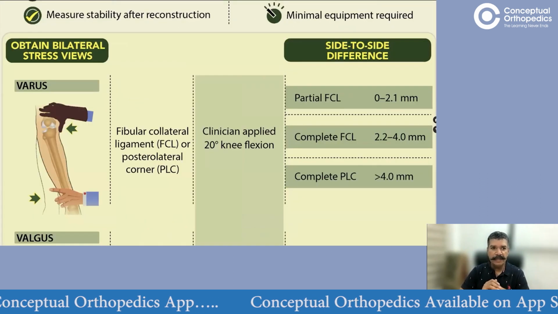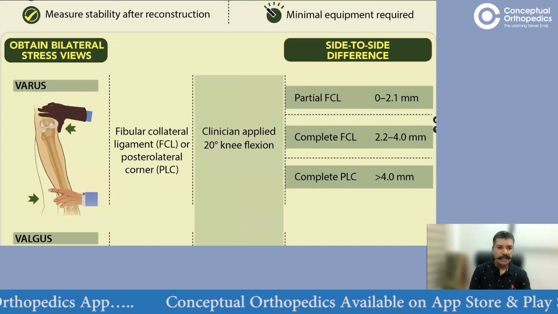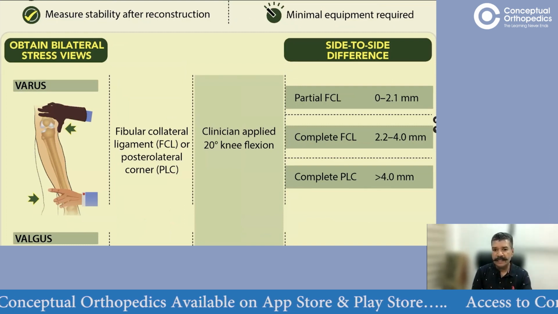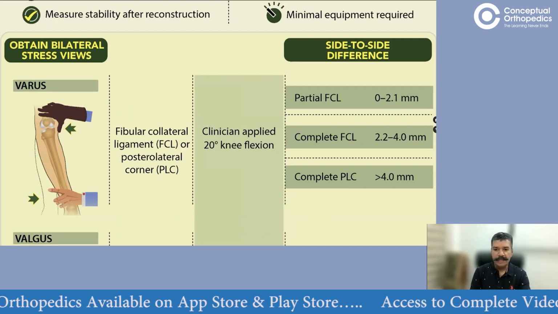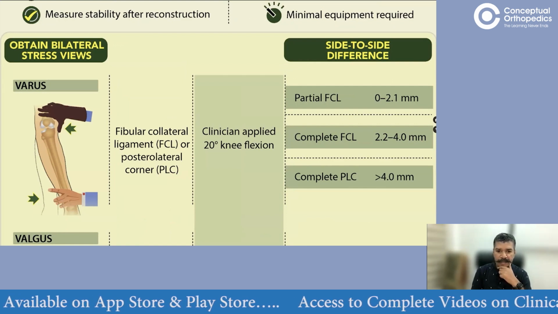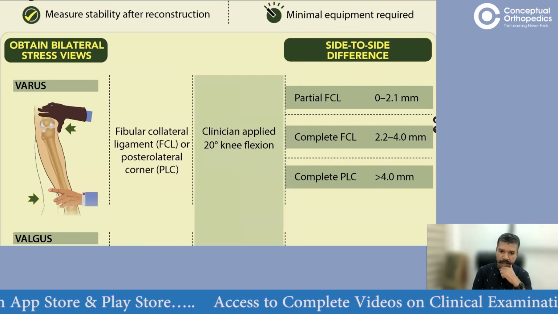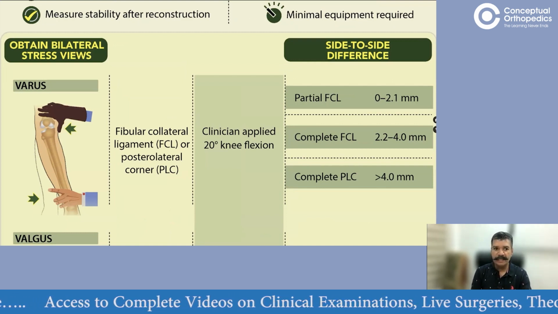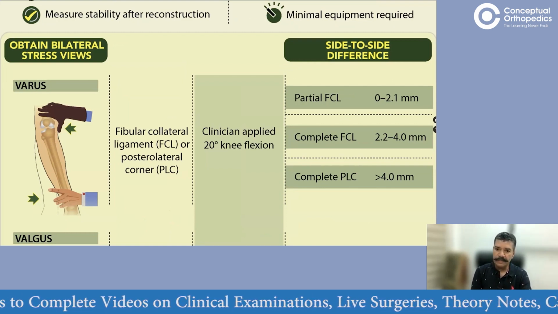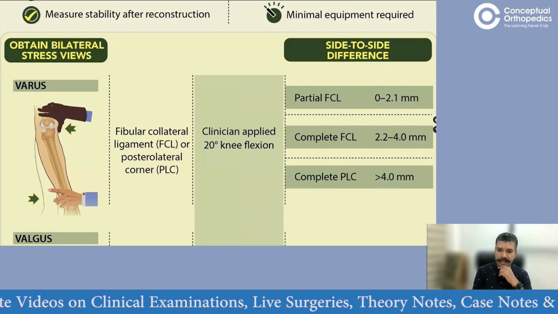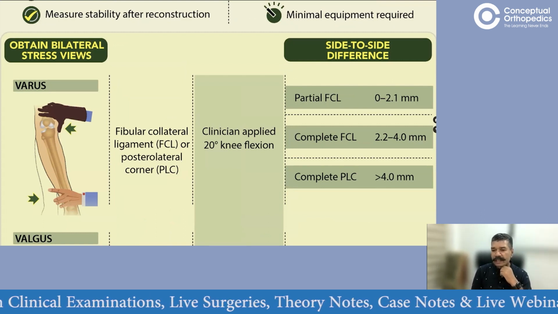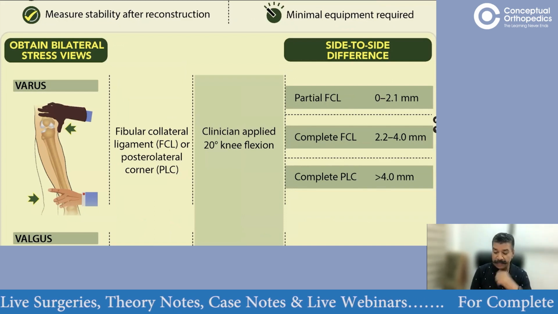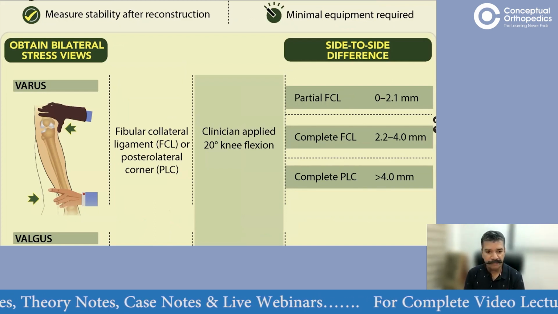These are the three various types of stress injuries. The varus stress injury. So varus stress, you would know, will test the integrity of the lateral structures. So mainly it is the fibular collateral ligament or the posterolateral corner. Essentially, the clinician or the radiographer applies a varus directed force with the knee at 20 to 30 degrees of knee flexion. So 20 degrees is what is internationally accepted, but in most of our X-ray centers, it is generally done at 30 degrees of knee flexion.